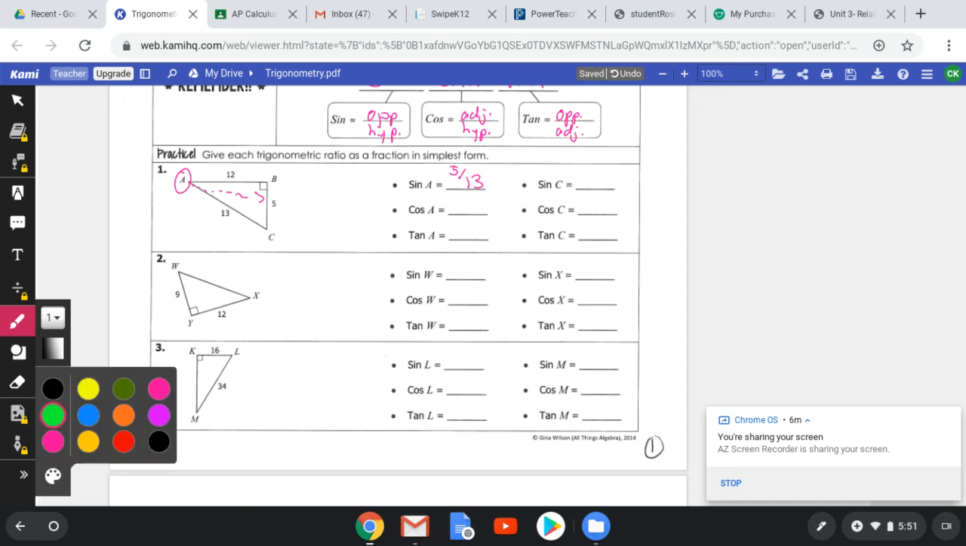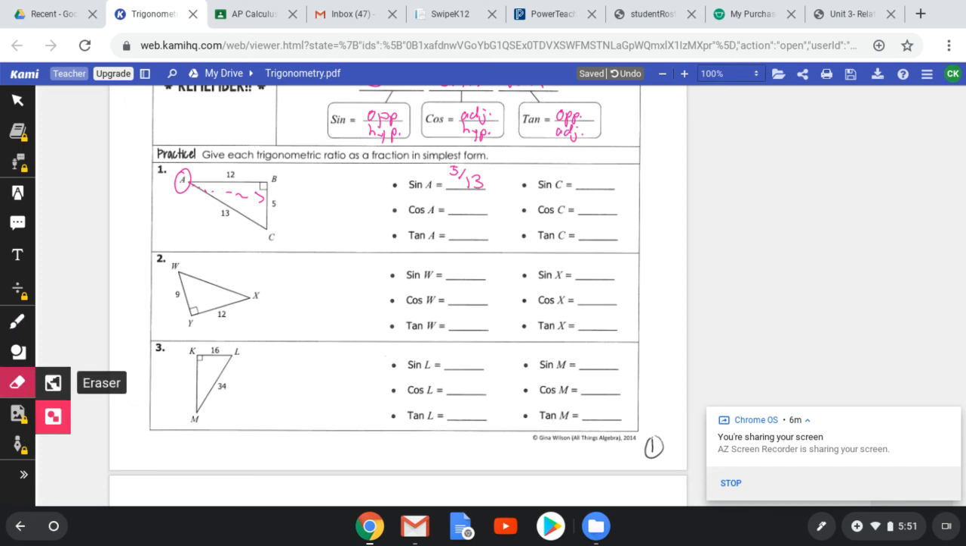Let's look at cosine of A. In this case, the ratio is adjacent over hypotenuse. The side that's adjacent to A, that's not the hypotenuse, is 12, and then over the hypotenuse, 13. So 12 over 13. And then the tangent of A is the opposite side over the adjacent. The opposite was 5 and the adjacent was 12, so 5 over 12. And that's it.